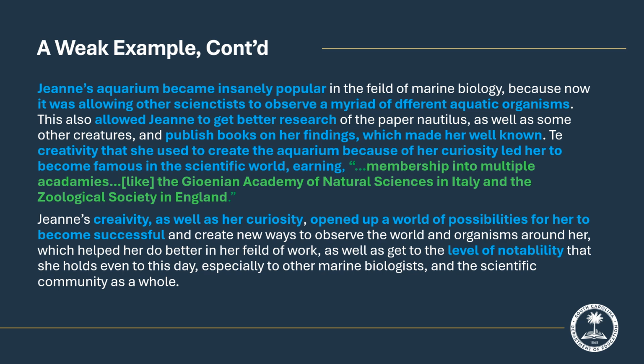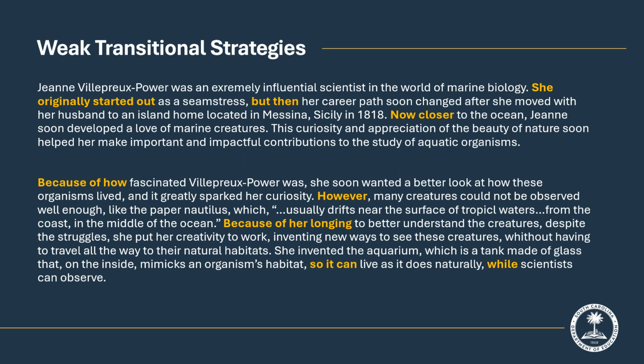Again, the reader is left to make the connections in the conclusion. The writer states that Power used creativity and curiosity to open possibilities for her to become successful. Later, the writer mentions a level of notability. These two concepts are not directly connected for the reader. Weak transitional strategies. While the writer does use some transitional words and phrases, the question is, does the writer use them to effectively connect ideas and clarify relationships?